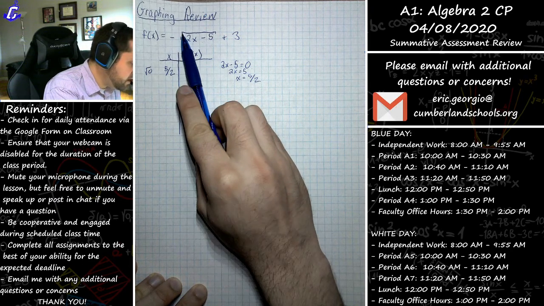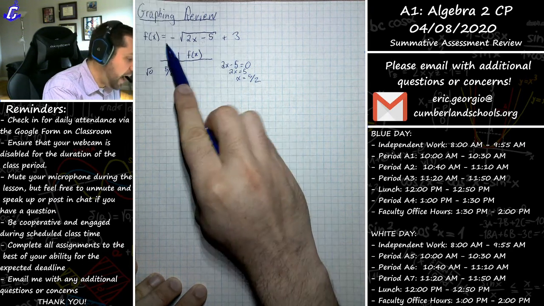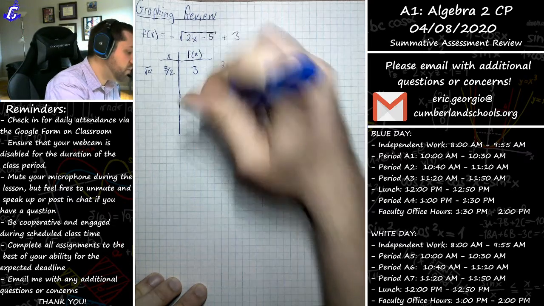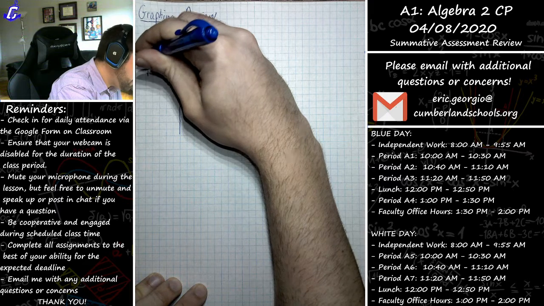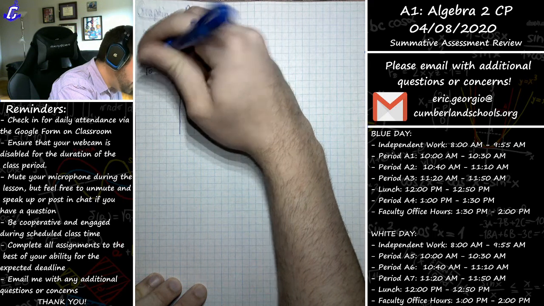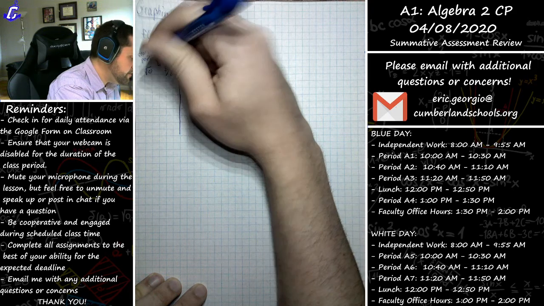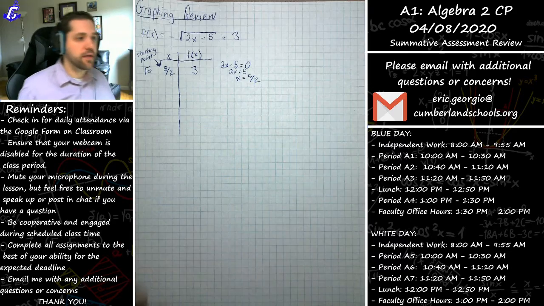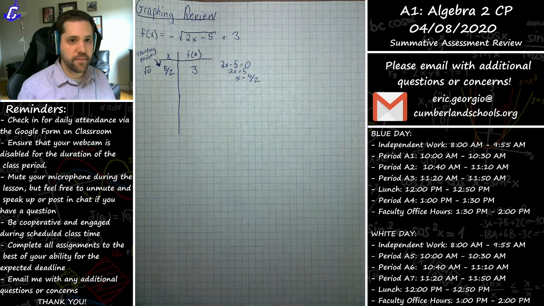The square root of 0 is still 0. The opposite of 0 is still 0. Plus 3 is 3. So our first point, our starting point, is at 2.5 or 5/2, comma 3. Okay. Does that make sense to everybody why that's the case, hopefully?